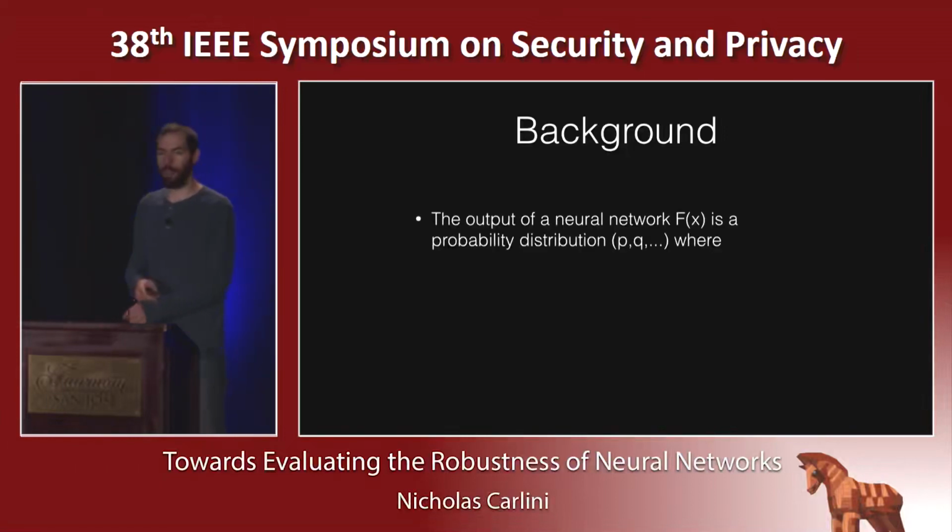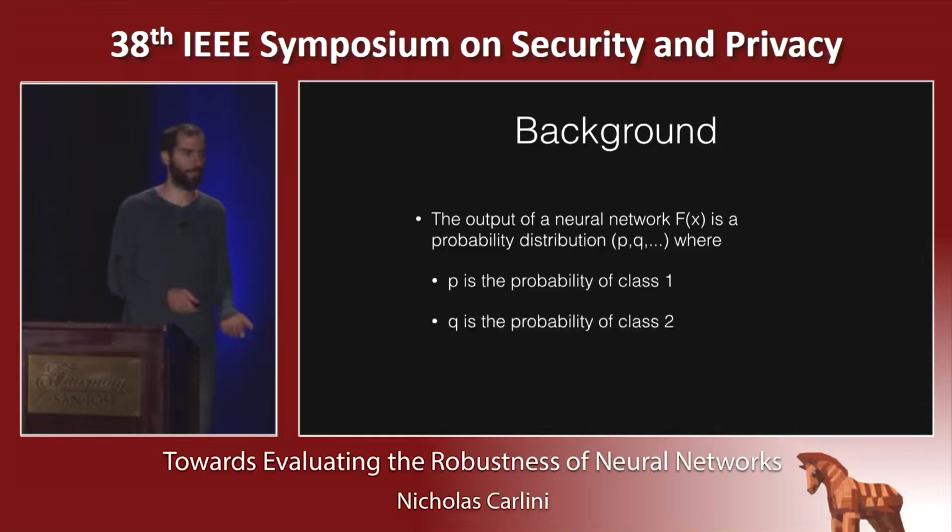The output of a neural network is going to be a probability distribution over the values. So if we have outputs P and Q and some other things, then we say that P is the probability of class 1 and Q is the probability of class 2, and so on for all the other outputs.